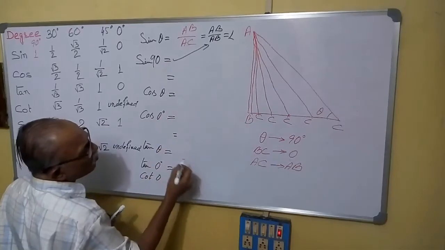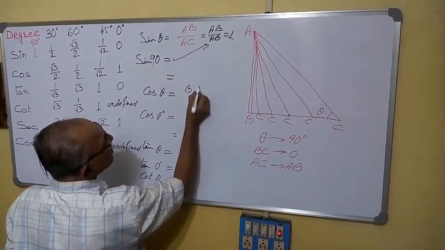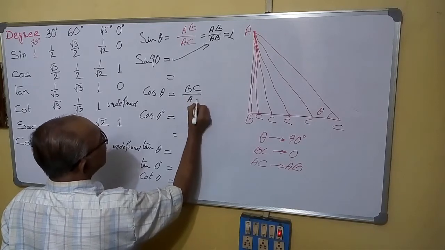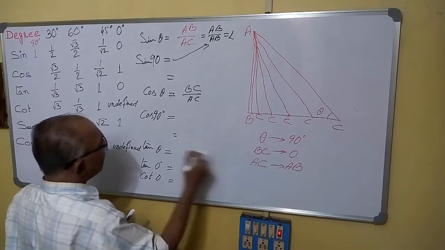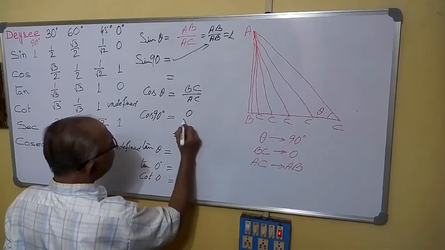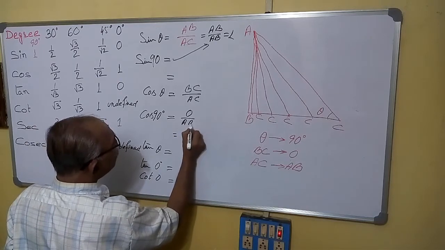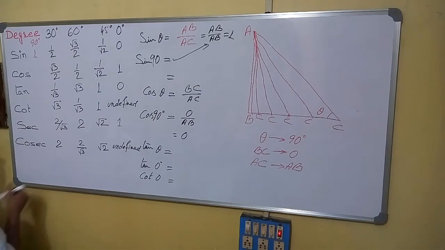Cos theta equals base by hypotenuse, so BC by AC. Cos 90 equals, what happens? BC becomes 0 and AC converts to AB. So 0 by AB equals 0. So cos 90 becomes 0.